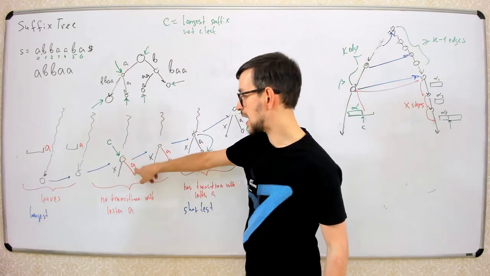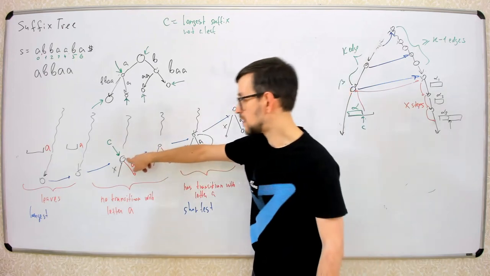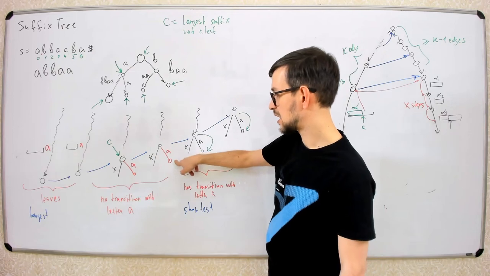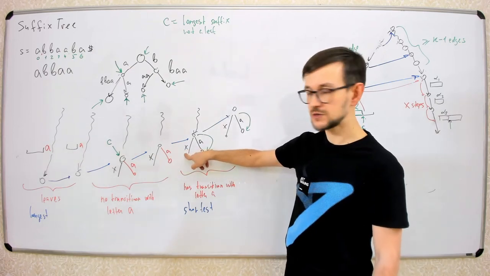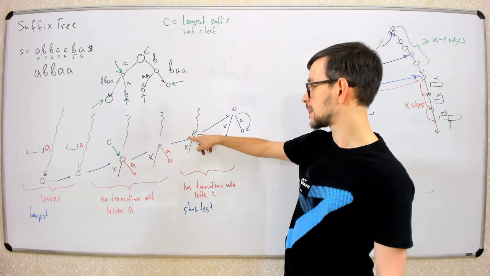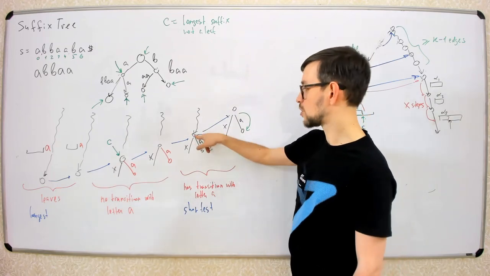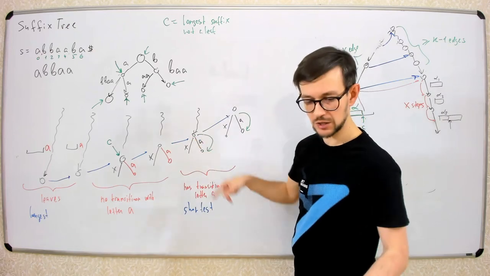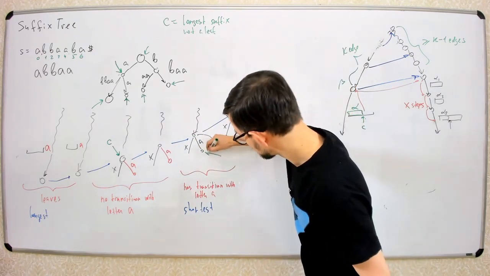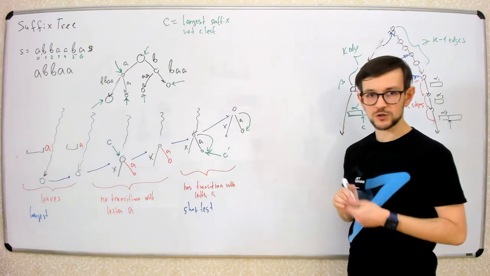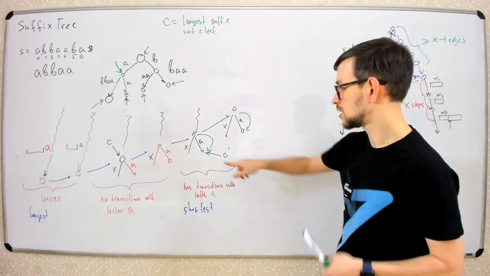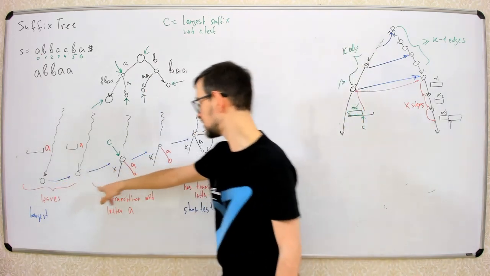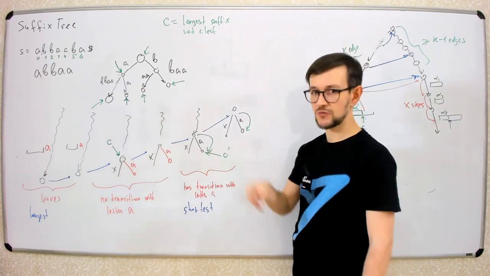So you add this letter A, add all the letters up to the end of the string, and then move to the next suffix. Then again, you add this character, add all the characters up to the end of the string, and move to the next suffix. If at some point you have this letter, you have this transition, then you just follow this transition, and this will be the start of the new stage. So this will be the first suffix which is not a leaf, because all these suffixes are leaves.